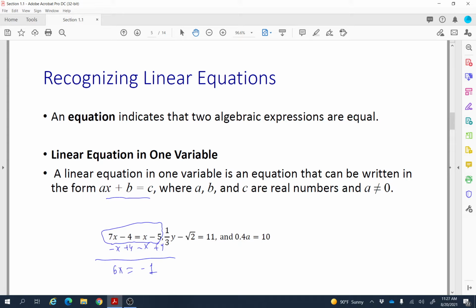Here, the second example, this one, is also a linear equation. As you can see, the only variable you have is y, and the power of y is 1, and the rest of the things in this equation are just constants, just real numbers. Okay, and this one is the next example where a is a variable. Here a is not a constant. Okay, so these are the three examples for linear equation in one variable.